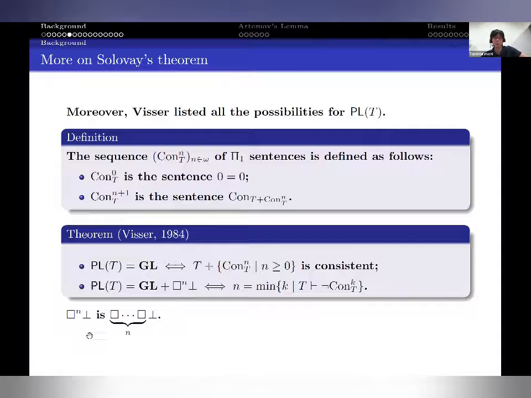Also, he proved that the propositional probability logic of T is equal to GL plus box and bottom. Box and bottom is this formula. If and only if n is the least k such that T proves the negation of conTk. So he listed all the possibilities for the propositional probability logic of T.